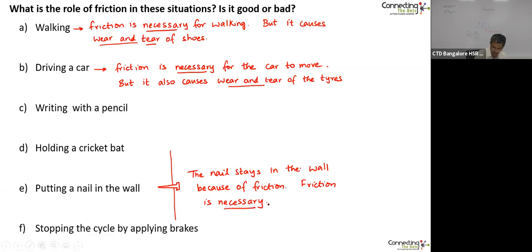So you can see that here we have a set of examples where friction is necessary in some cases and causes some damage in other cases. Here, friction is necessary for brakes to work. So in each of them, we saw examples where friction is both necessary and an evil. And that is what I meant by it is a necessary evil.